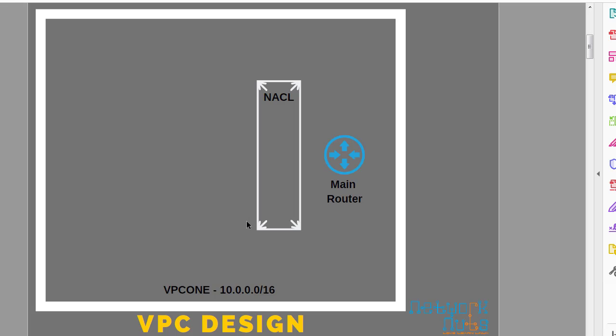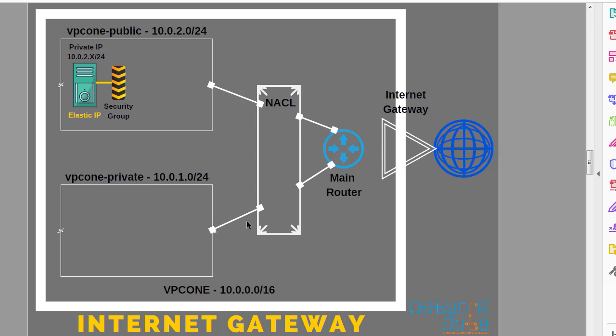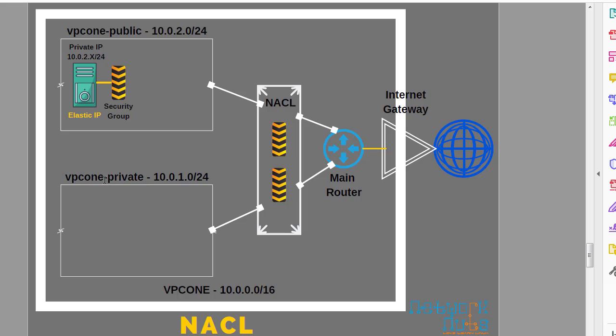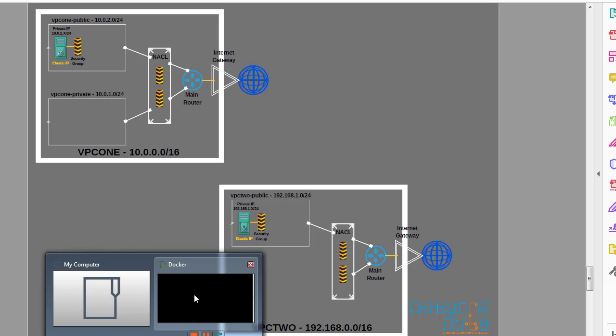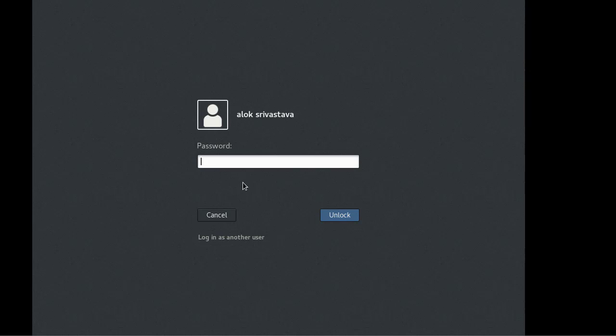Before this, guys, you should have a very clear understanding of what a VPC is, and how to create a VPC and subnet. For that I will ask you to refer to the previous video. So let's start doing this. I'll be creating one more VPC here, which is VPC2. So let me go back to my trusted machine. This is it.